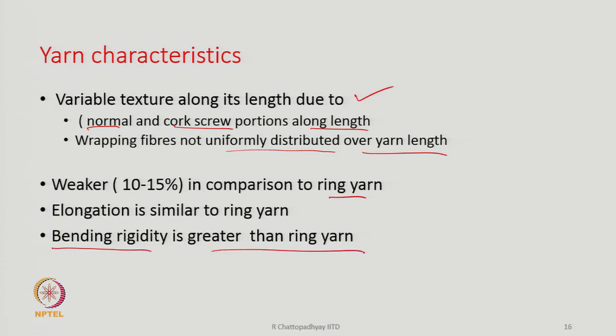Bending rigidity is greater than ring yarn. It is a stiffer yarn, because wrappers are going to hold the main bundle of fibers, and core fibers are going to be tightly wrapped. So, as a result, the bending rigidity is high. Same is the situation for rotor spun yarn also. The bending rigidity is slightly higher than ring yarn because of the presence of wrappers there also. And as a result, it is harder in feel because bending rigidity is more.